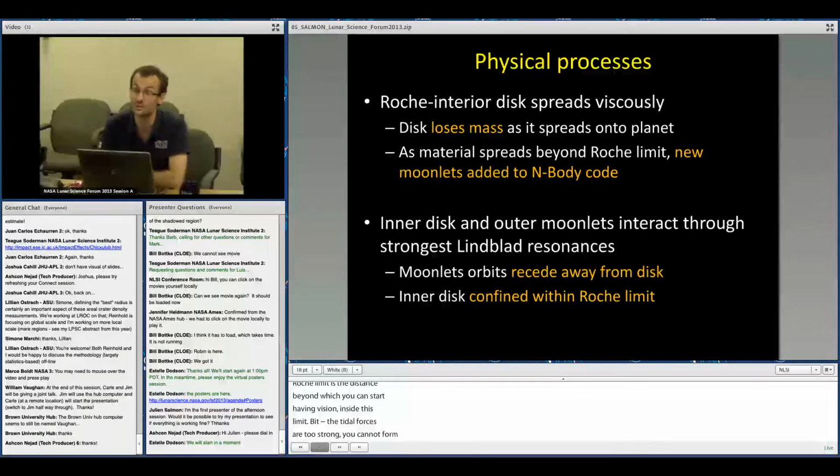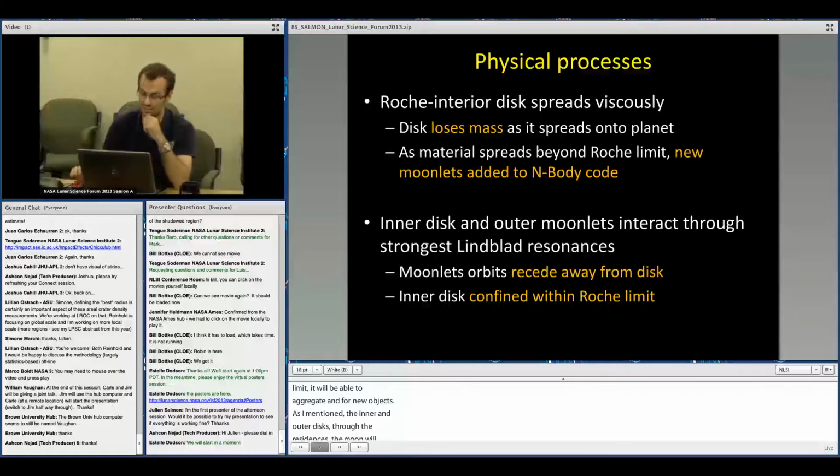So the physical processes we include in our model for the Roche interior disk, we include its viscosity, so it's going to spread onto the planet and lose mass. But conversely, as material spreads beyond the Roche limit, the material that goes beyond that limit is going to be able to start to aggregate and form new objects that we add to the n-body portion of the code. And as I mentioned, the inner and outer disk interact with the strongest Lindblad resonances, with the main effect being that the moonlets are going to recede away from the disk, while the inner disk is going to be confined inside the Roche limit.